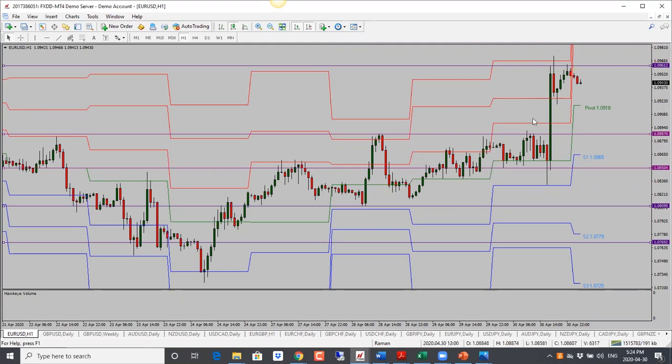Now on the daily here, even though this looks like a bullish move, I would be a little cautious with this one because if the price stays below, actually, let's say 109.80.